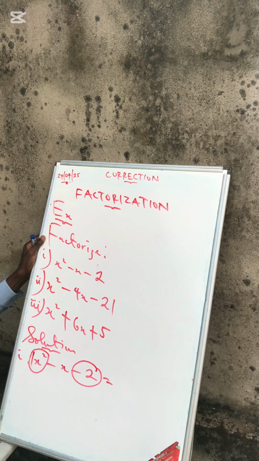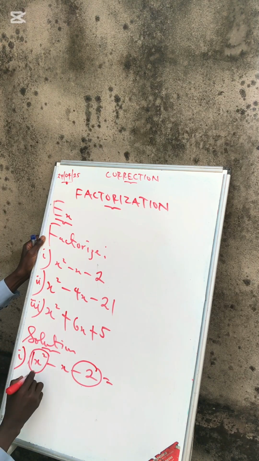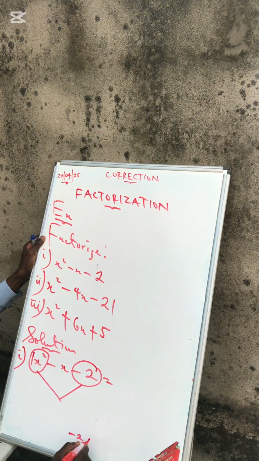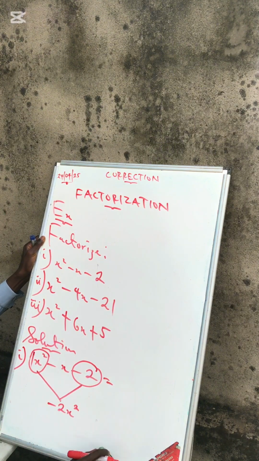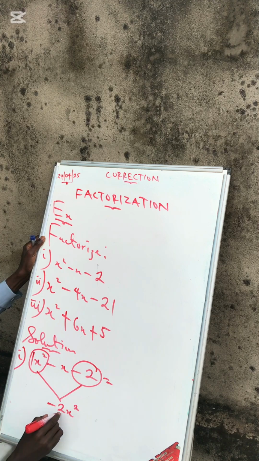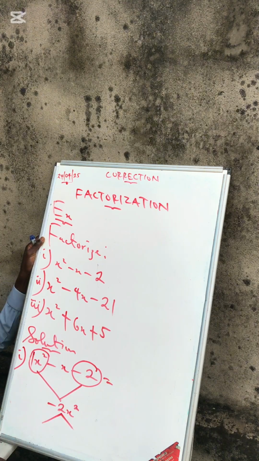That's 1x squared. You multiply that by 1x squared. So what do you get when you do that? Minus 2 times 1x squared is minus 2 times 1, minus 2 times x squared, minus 2x squared. You have to listen here. Do you understand? Minus 2x squared. Now, what are the two factors?